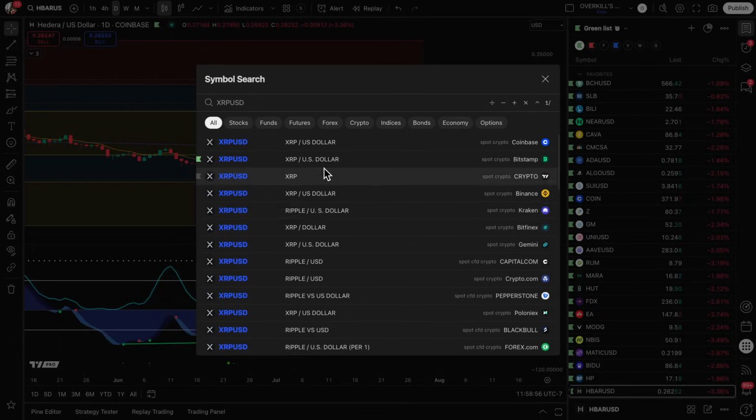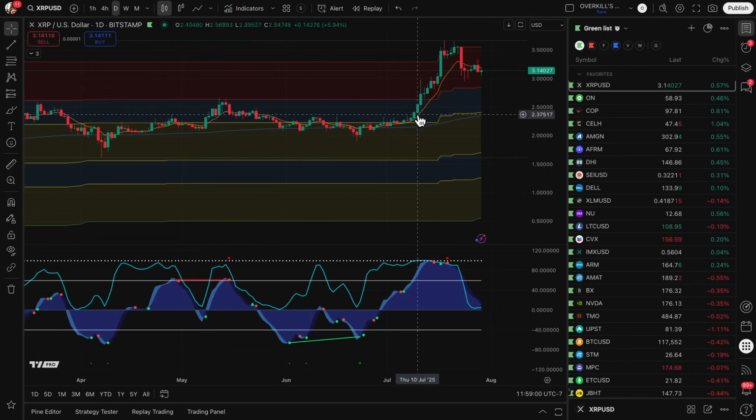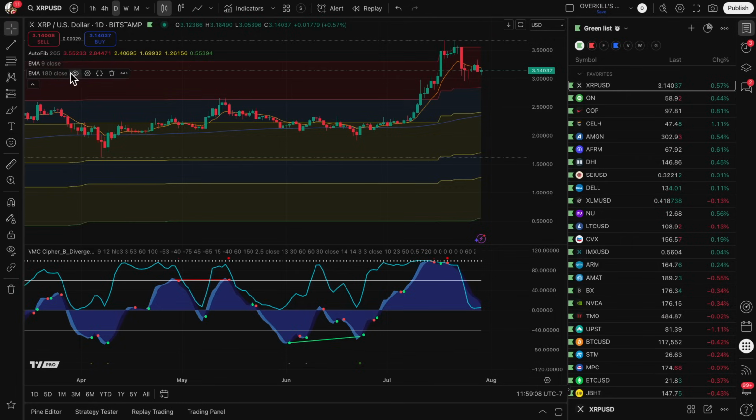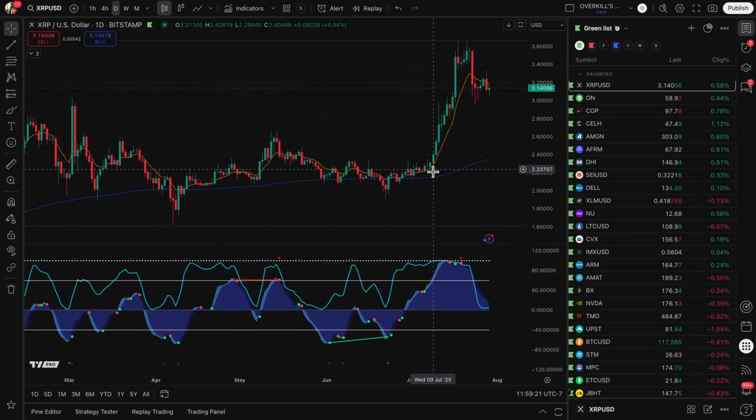XRP was the next one. XRP also had a really, really explosive move. Again, we were talking about this throughout June, back here around $2 when we were sitting on that 200-day moving average. So if I take off the fib here, you can see this is the 6-month moving average right here. Okay, this is the 200-day. Actually, it's 180 on my chart, but it's technically the same thing. But remember that line. That's the fair price of the asset.